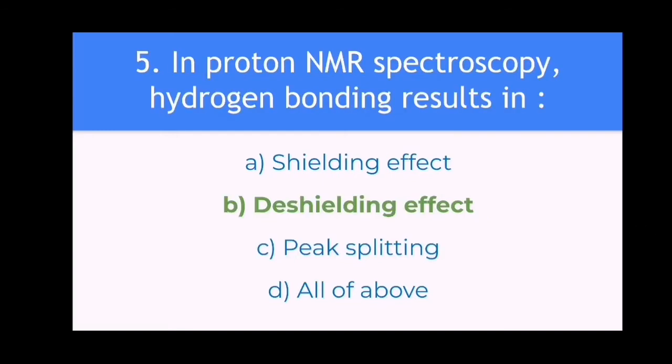Next is, in proton NMR spectroscopy, hydrogen bonding results in A. Shielding effect, B. De-shielding effect, C. Peak splitting, D. All of the above. The correct answer is B. De-shielding effect.